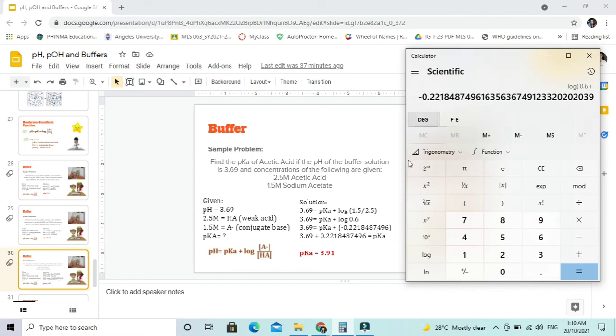And then, using the rules of math, to retain only this pKa, move this value to the other side of the equation. Since it is negative, it will become positive now. So, 3.69 plus 0.22. Final answer now is 3.91 for this question.